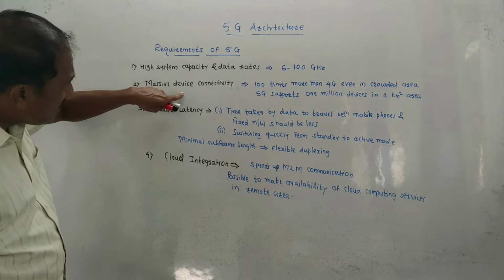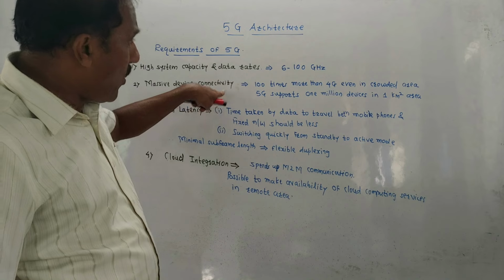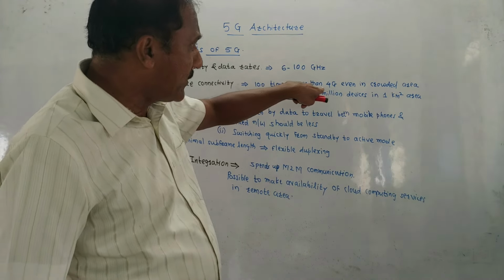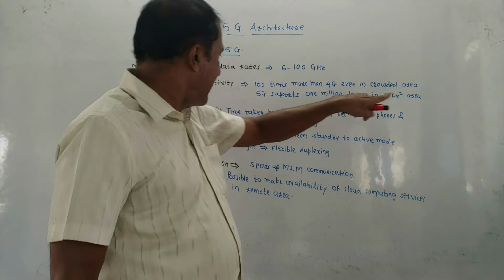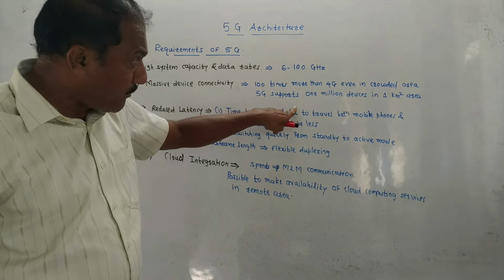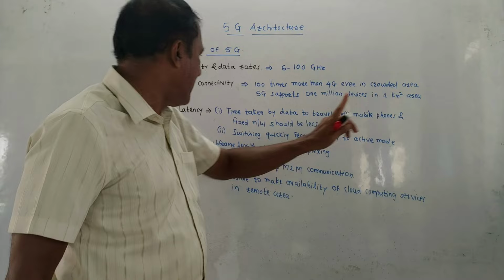Next is massive device connectivity. Usually 5G is designed to have 100 times more connectivity, that is 100 times more than 4G, even in crowded areas. And 5G supports, this is a typical value, 1 million devices in 1 square kilometer area.